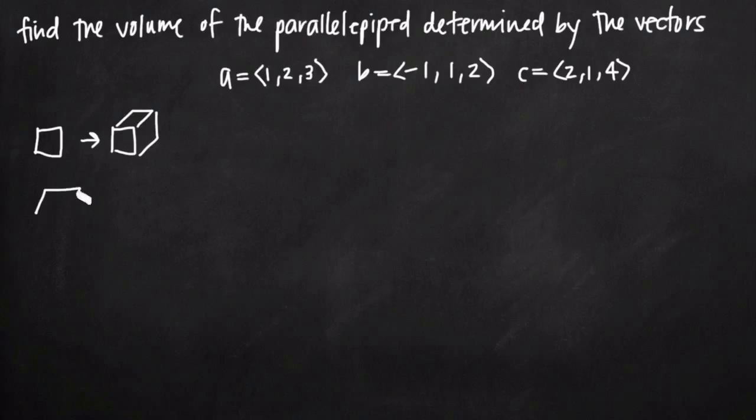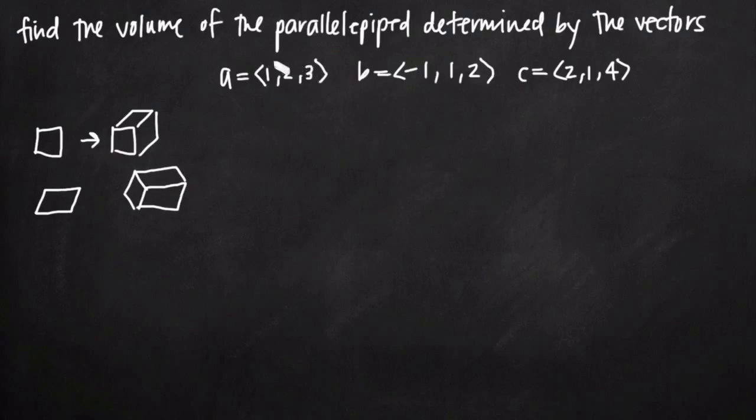So if we have a parallelogram like this, and then we want to make it a 3D figure, we can draw a 3D parallelepiped like this, and that's a parallelepiped. We want to find the volume of that if these three vectors define this parallelepiped.